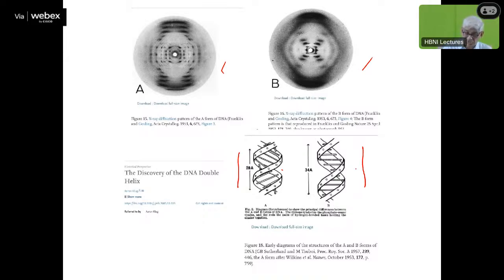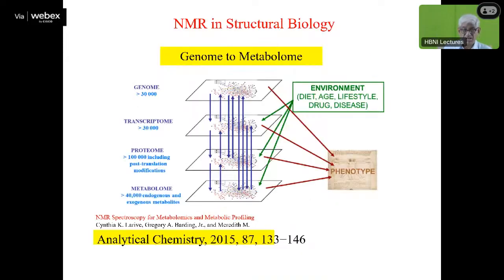So these two structures were the initial fiber diffraction patterns. From the fiber diffraction, you got these two structures. This was such an important thing that these people got the Nobel Prize for this discovery. Okay, now let's go further.